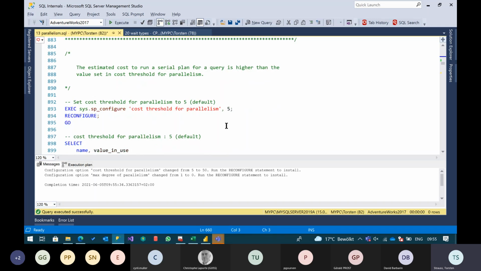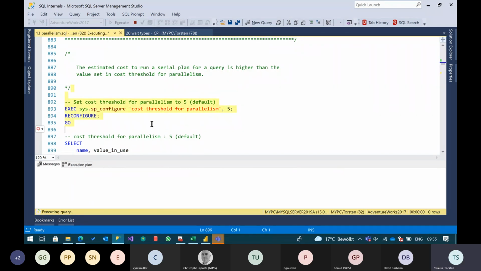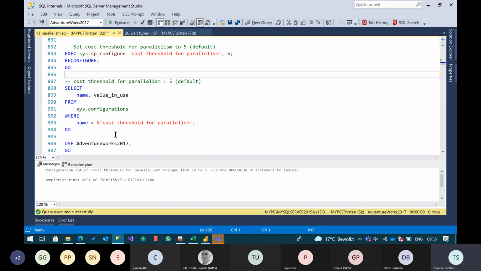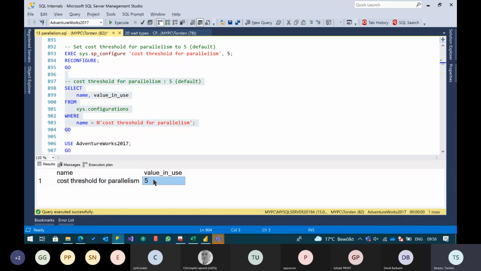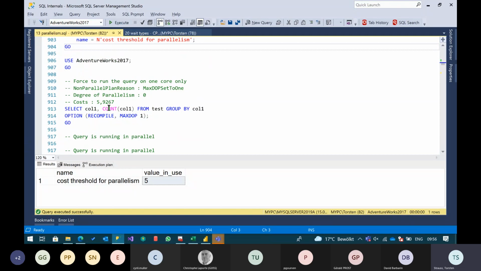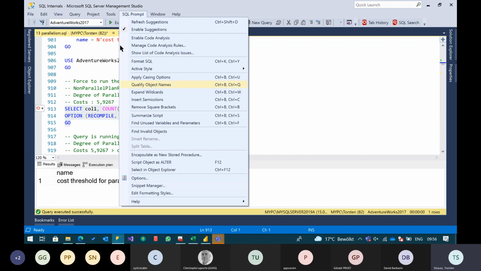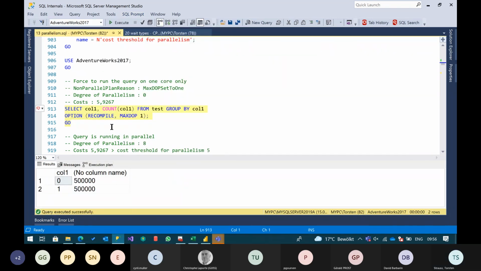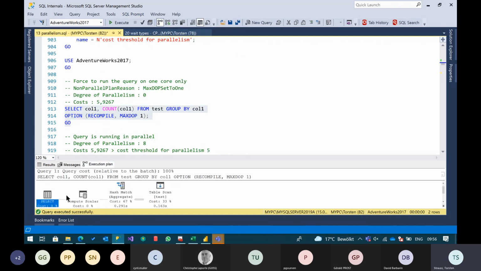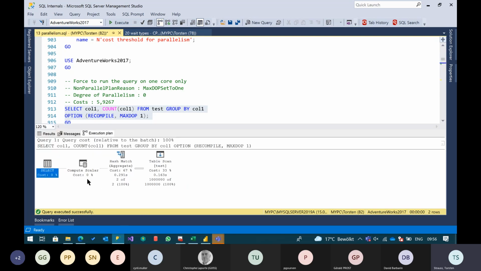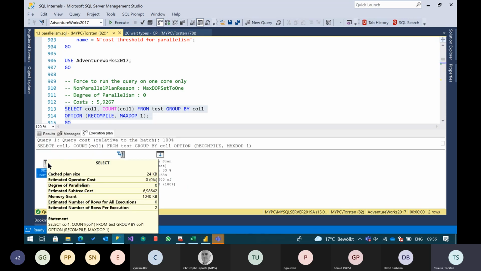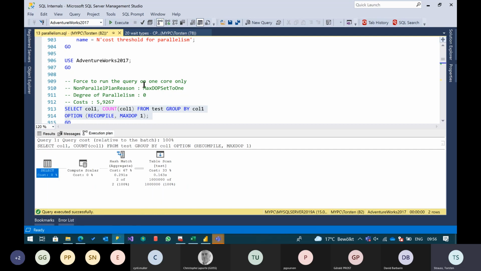Okay, so the cost threshold for parallelism. We set the cost threshold for parallelism to 5, which is the default, just to ensure that everything is working, and I just need to check it. Perfect. So this is a query very similar to the other query, and we can see that the cost threshold for parallelism is set to 5, and the estimated subtree cost, you can see it here, is something about 7. It's exactly the same query as before.